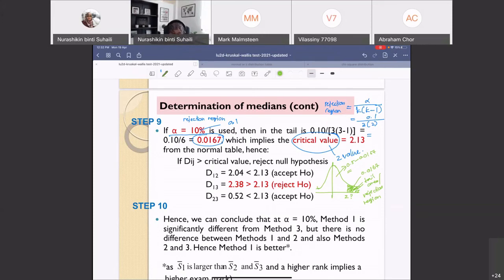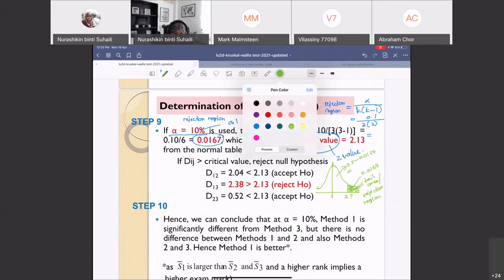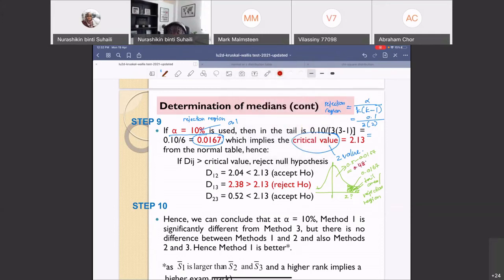0.4833. Okay, correct. Thanks. 0.4833 is not yet the critical value. Don't get confused. This is the area under the curve. You have to find the Z. The Z is the critical value.